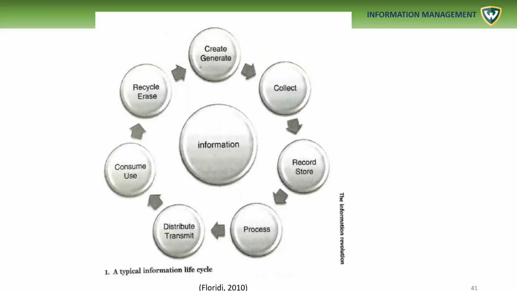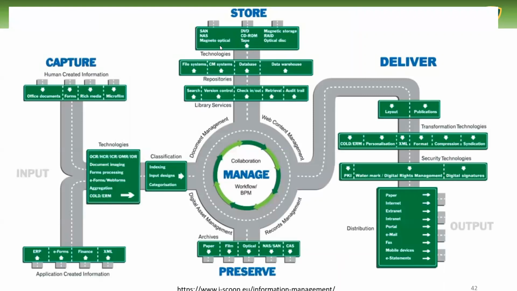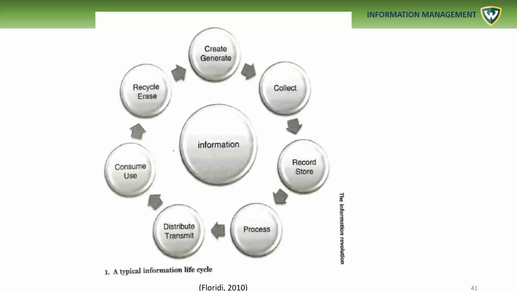information life cycle here, where we have the idea of creating and generating information first. Information is created, and then it is collected by maybe the same or other entities. It is recorded and stored. It can be processed. Of course, process will probably apply everywhere. There's some kind of process. So, you know, this is an abstraction.